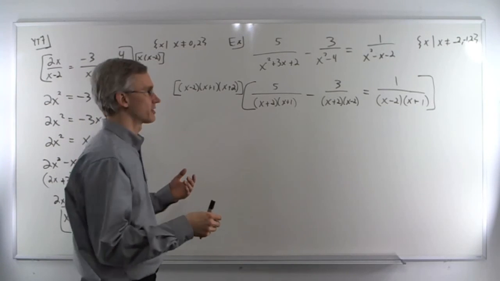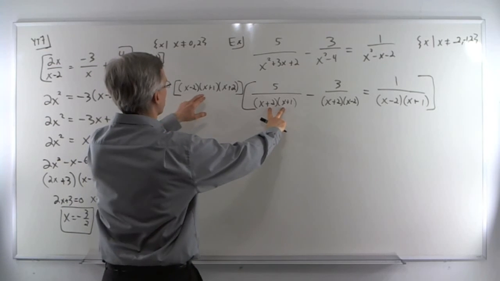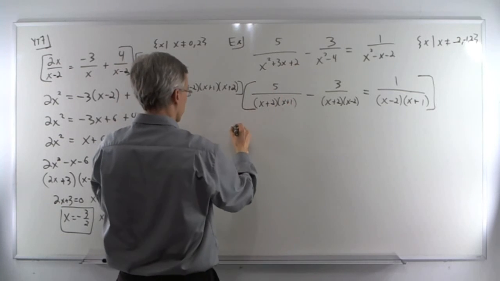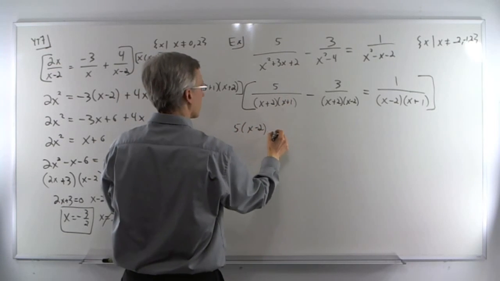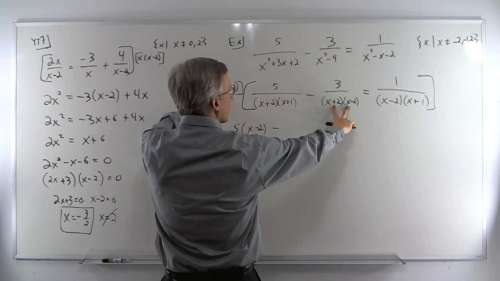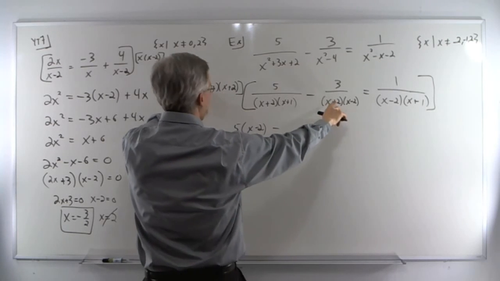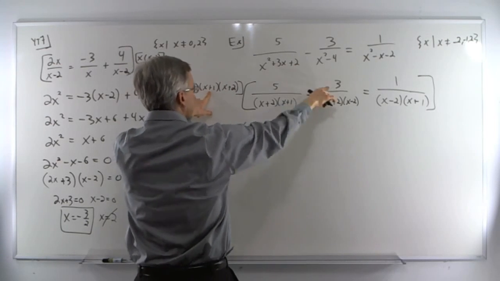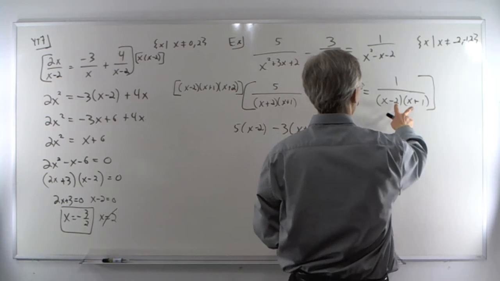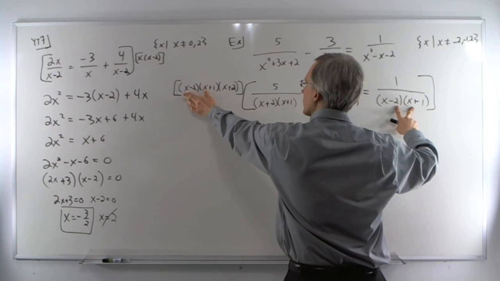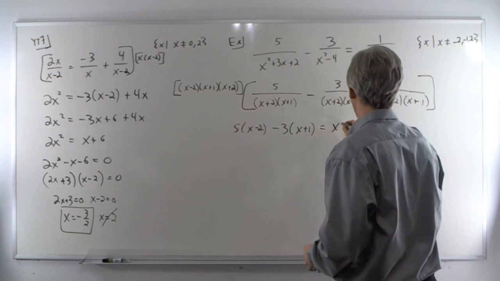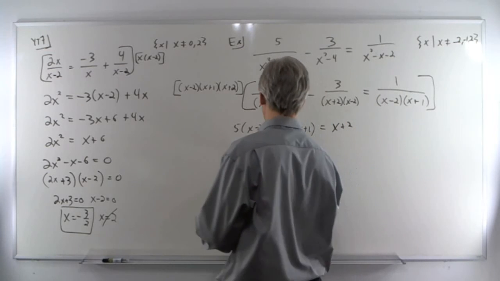Fortunately, we're going to have 2 cancellations on each fraction. So x plus 1, x plus 2, these all cancel. So what do we have? We got 5 times x minus 2. Here, x minus 2, x plus 2, those all cancel. So what do we have? We got negative 3 times x plus 1. And over here, we got x minus 2, x plus 1. Those 2 are going to cancel. So that leaves us 1 times x plus 2. All right, now distribute and simplify.